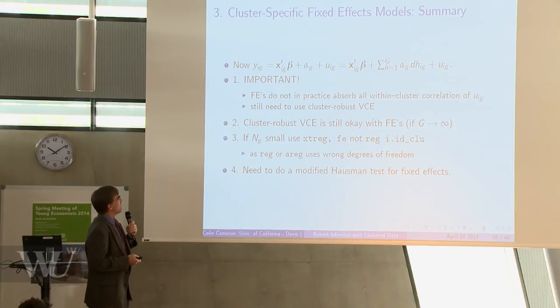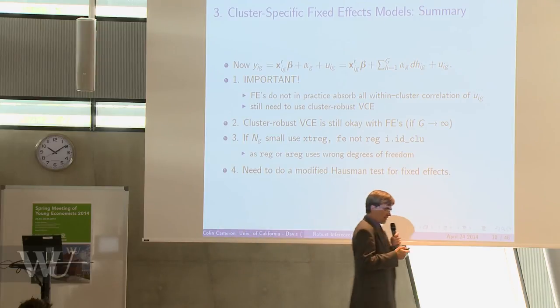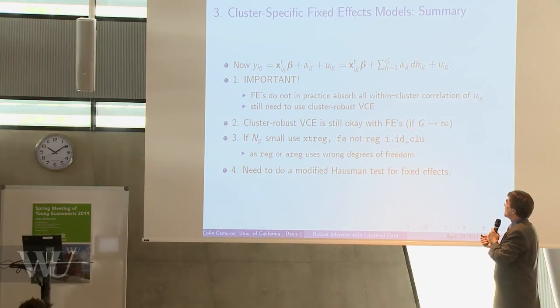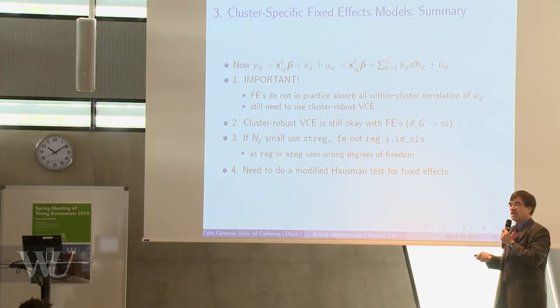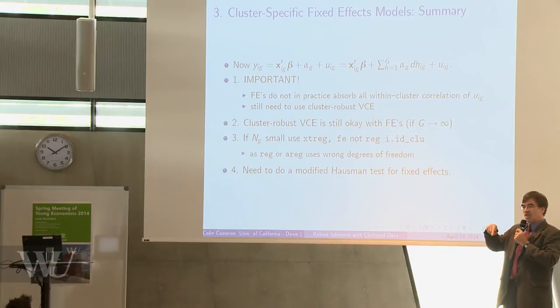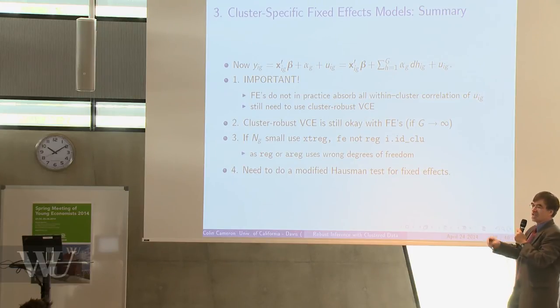In terms of the theory, if the number of clusters goes to infinity, putting in the fixed effects is not a problem. If we have few observations per cluster, the fixed effect will be inconsistently estimated. That doesn't contaminate the estimation of beta. That's the miracle of fixed effects estimation. But also, it turns out we can again use the usual cluster robust estimate of the variance matrix.